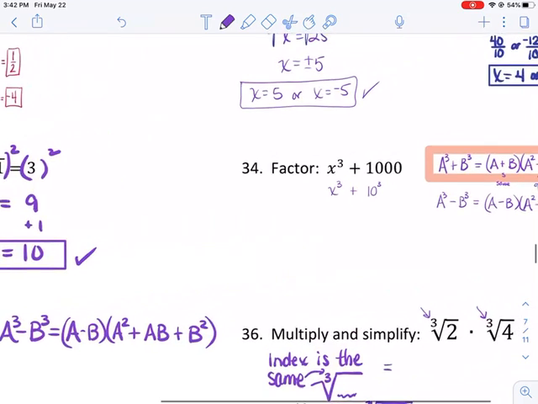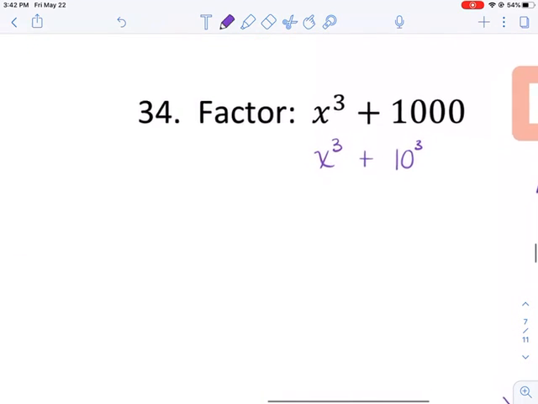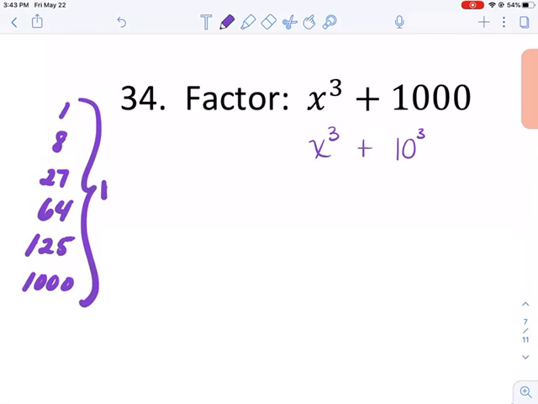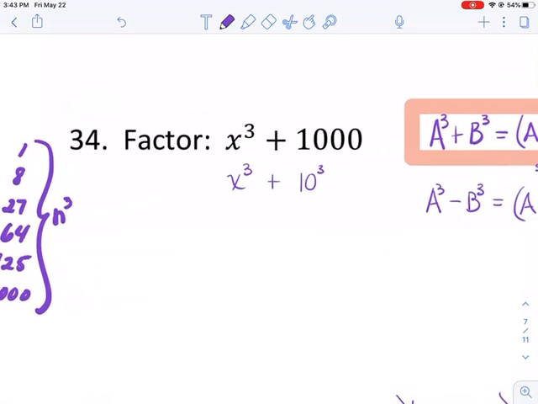Then on the second one, we're going to factor x cubed plus 1,000. If you recall, when we were talking about perfect cubes, 1 cubed is 1, 2 cubed is 8, 3 cubed is 27, 4 cubed is 64, 5 cubed is 125, and then we'll skip up to 10 cubed is 1,000. Those are the most common cubes that you have to know, but you can always check with a calculator if you have an x cubed plus something. In this case, it's 1,000, so you probably know it's 10 cubed.